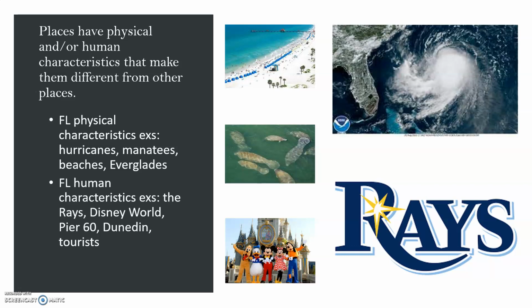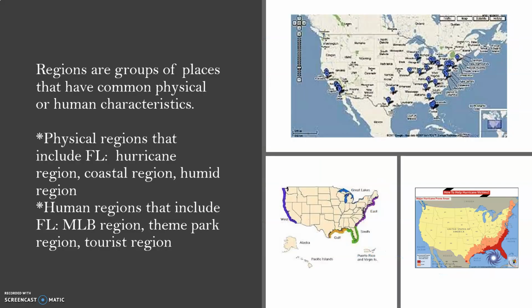And you would say maybe we have the Everglades. All of those are made by Mother Nature. You could also describe what Florida is like by describing its human characteristics, things that are made by people. So you might say that we have the Rays, that we have Disney World, that we have Pier 60, that we have Dunedin and Tarpon. All of those make Florida different as a place from, again, let's say Nebraska.